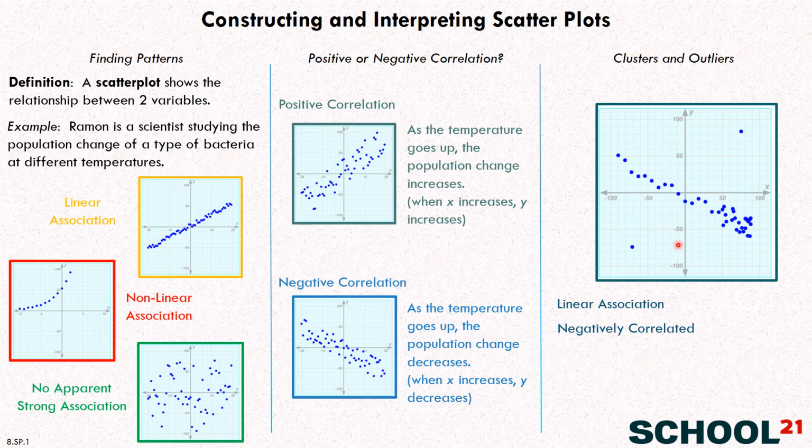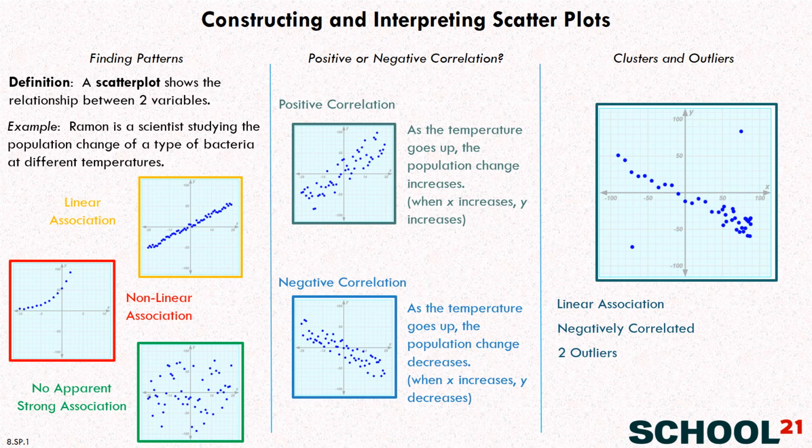Now, what about these two interesting points out there? We're going to call those outliers. There's two of them, one in the upper right and one in the lower left. And probably if Ramon got that kind of result, he would want to look into those outliers to understand if anything else was going on that was telling us something interesting about why those outliers were there.